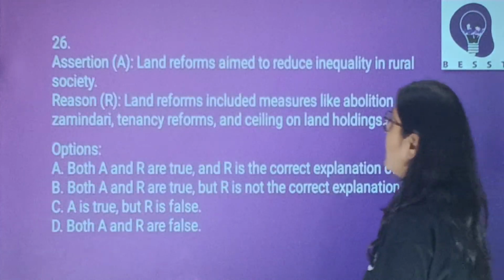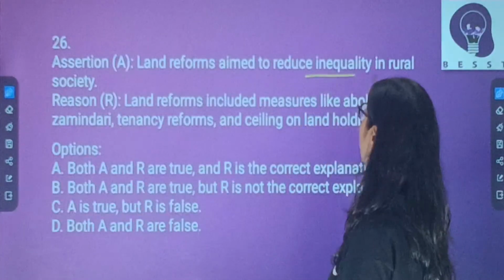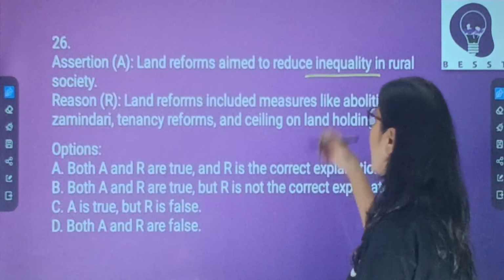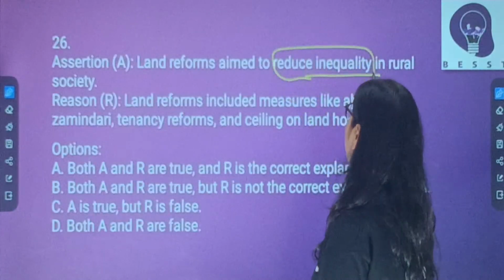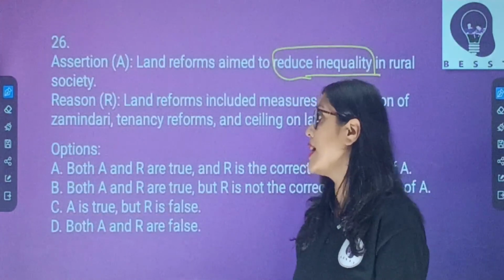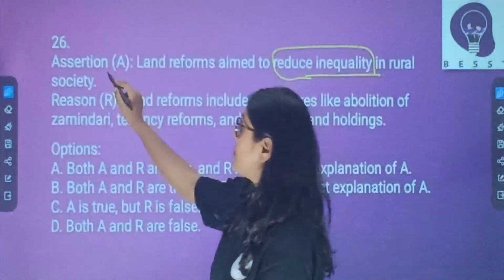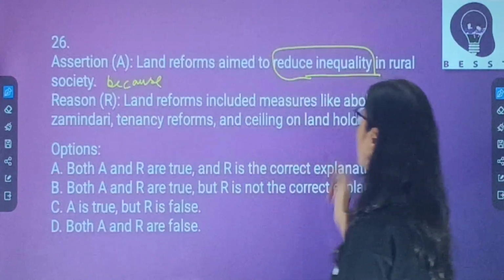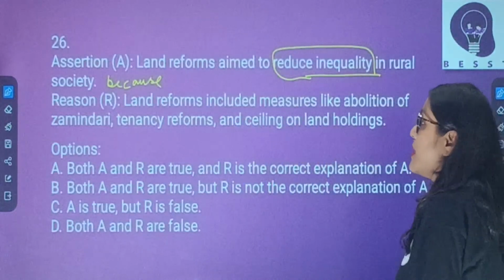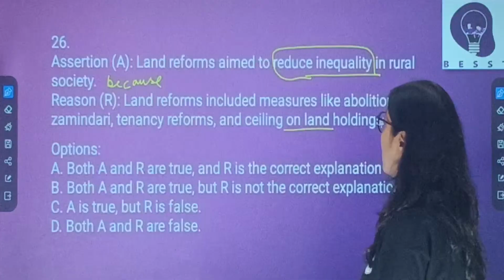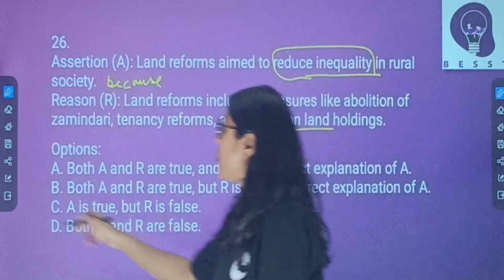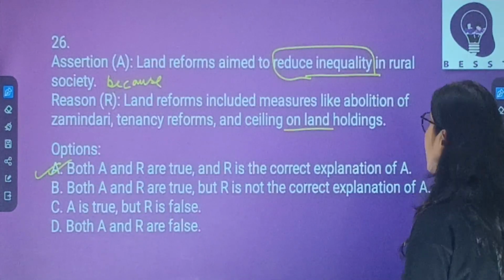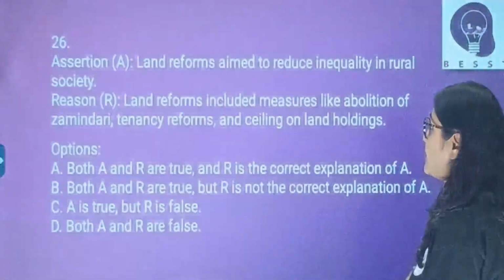Question number 26. Land reforms aimed to reduce inequality in rural societies. So yes, land reforms aim to reduce the inequalities in rural societies because land reforms included measures like abolition of zamindari, tenancy reforms and ceiling of land holdings. So yes, this will also be option number A. Both A and R are true and R is the correct explanation of A.